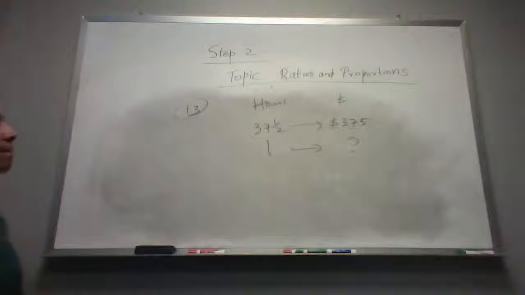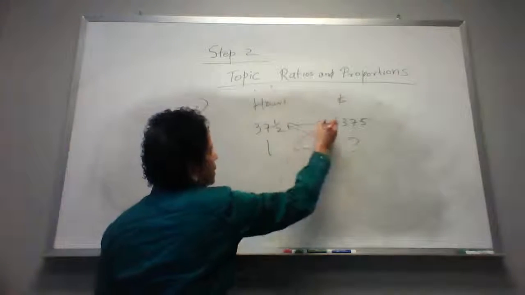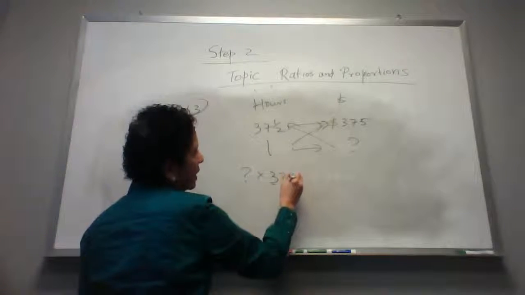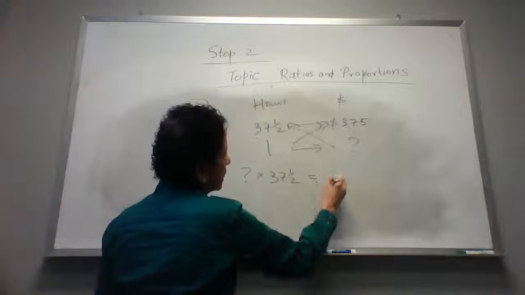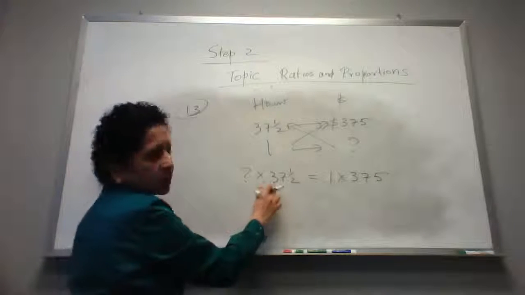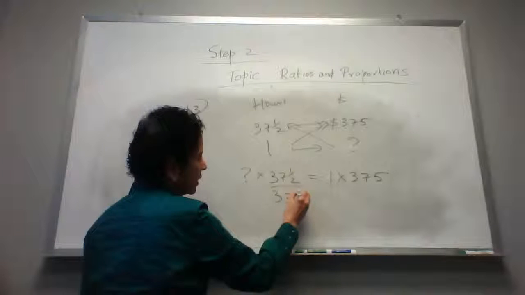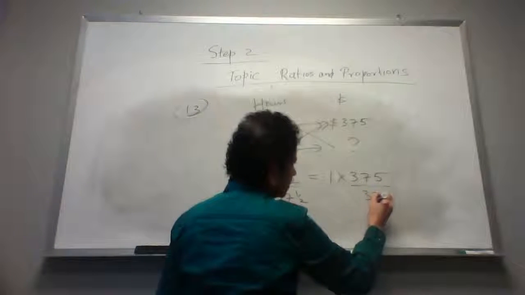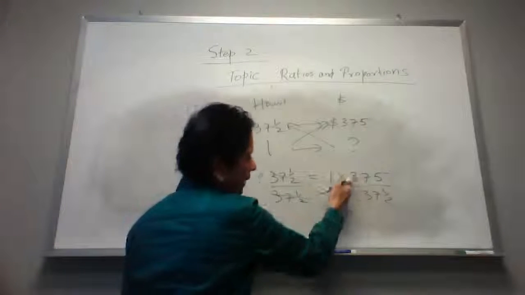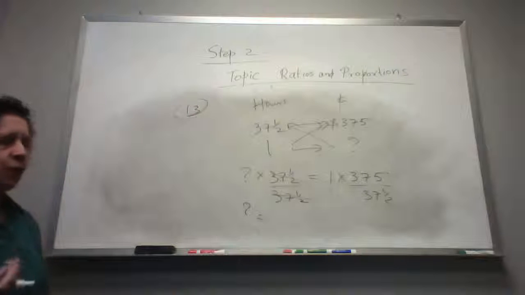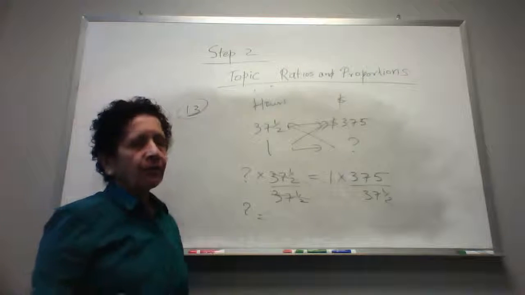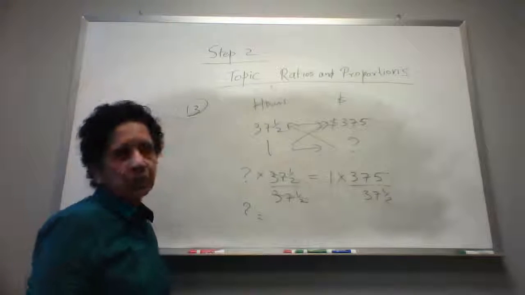So that's the question. So you can cross multiply: question mark times 37 and a half equals 1 times 375. Then I don't like this 37 and a half, so I need to divide by 37 and a half on both sides. Okay, so this is gone, so now the question mark. So you can do that in a calculator, and if you have problems with fractions in your calculator, you should feel very, very comfortable going back and forth between fractions and decimals.